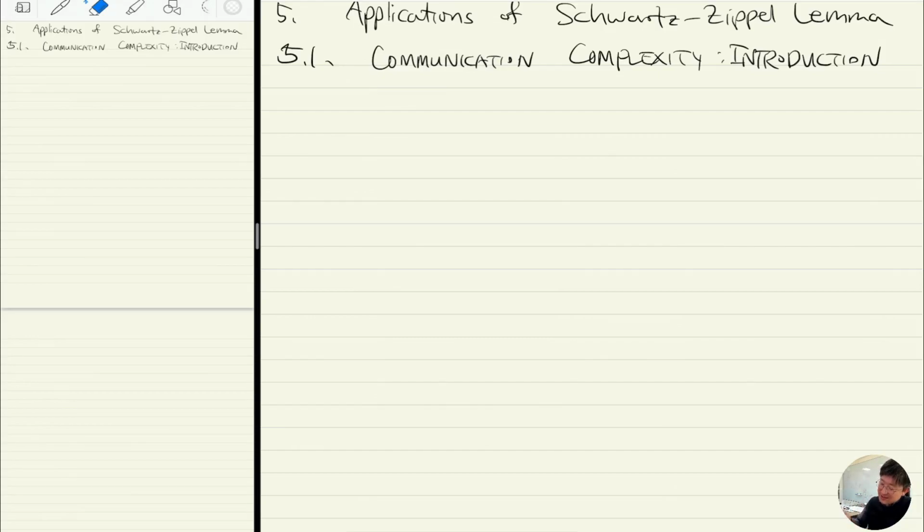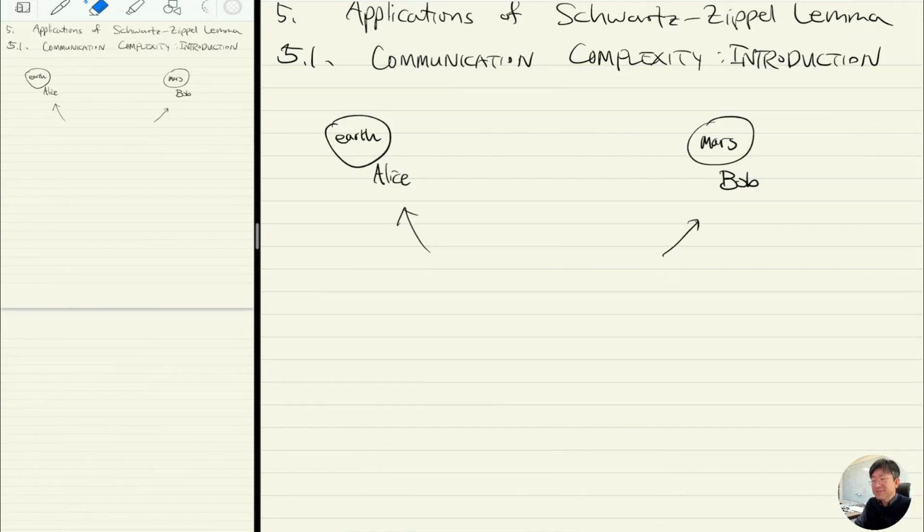So the motivation is somewhat interesting. Let's say you have Earth and Mars, right? So you have a person A on the Earth and person B on Mars. Typically we call them Alice and Bob. And now they are trying to solve some problem. But the input is given to both of them in a certain way. And then the question is something, right?